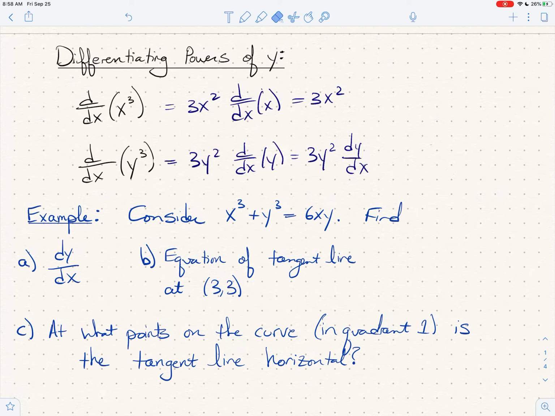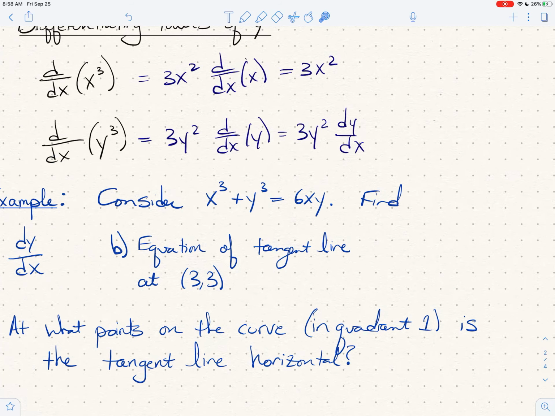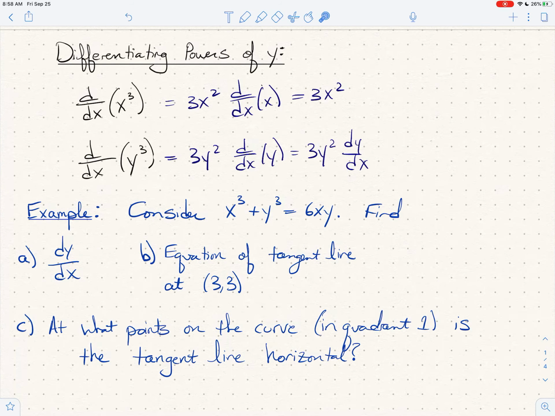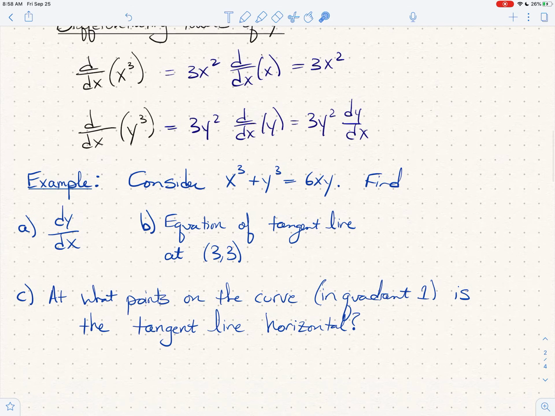Okay, so I want to do a really fun example with you. It really is fun. Here's this equation, and I'm not going to graph it first. We'll graph it later, but I want to go ahead and find the general formula for dy dx, and I want to find the equation of the tangent line at this point. Probably after we do a and b, we'll look at the graph, and then we'll still figure out c without thinking about the graph too much.